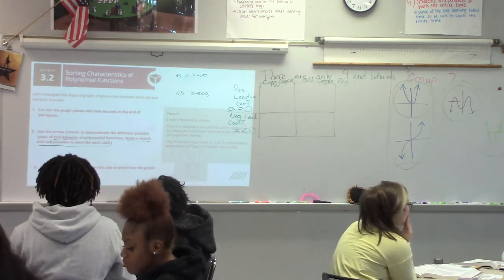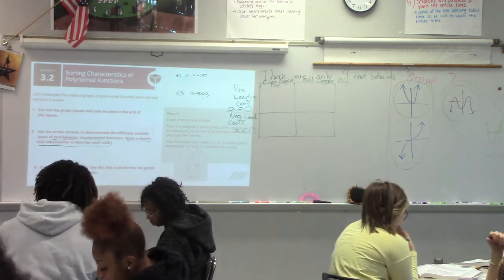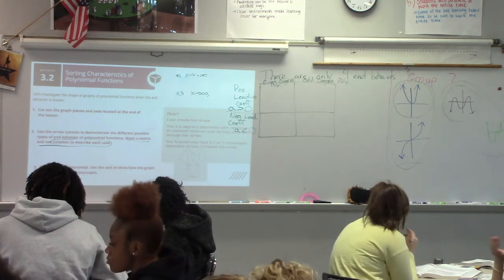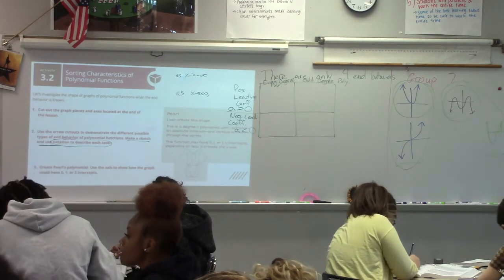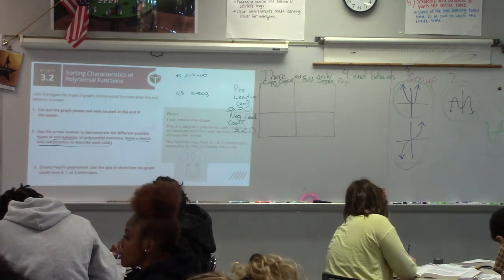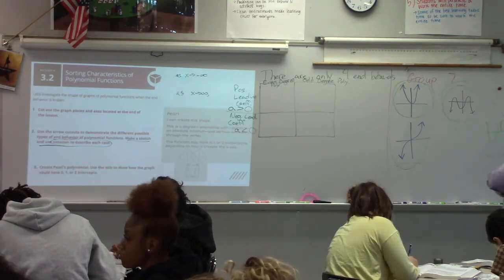For even, think about a quadratic. If A was positive, it was concave up. Does that make sense? I always connect it to the lowest even degree and the lowest odd degree. It makes it easier to see.